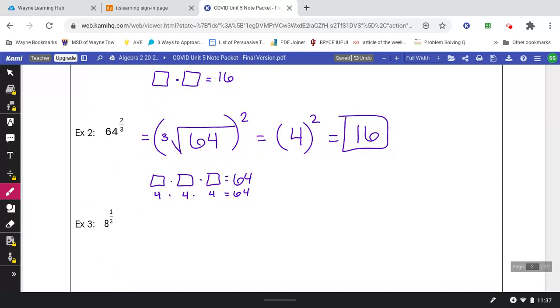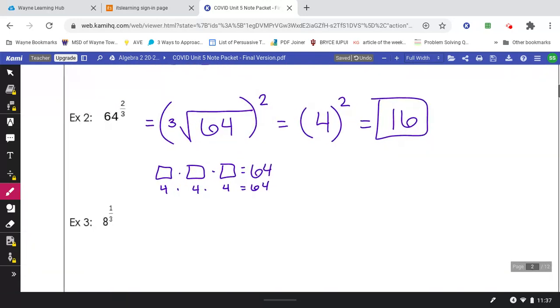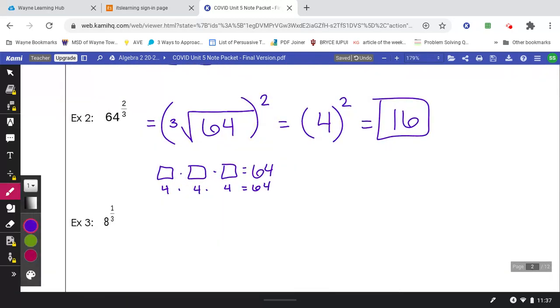For the next one, example 3, we're doing 8 to the 1/3 power. So I'm going to start by writing it in radical form. The 1 up here, you could write, or you could leave it off if you want, because it's an invisible exponent of 1.